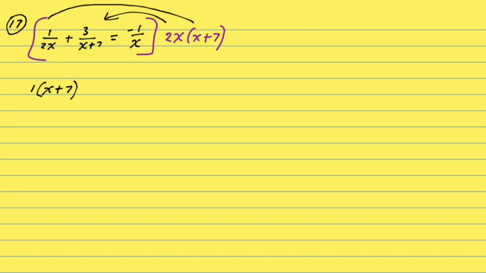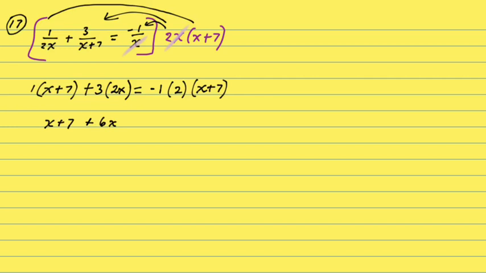When I multiply here, the x plus 7's cancel, leaving me what? 3 times 2x, right? So that's what I'm going to write. Plus 3 times 2x. And when I multiply this last one, will the x's cancel, leaving me a negative 1 times 2 times x plus 7? In other words, I wrote everything except for the x, because the x canceled. This is x plus 7.